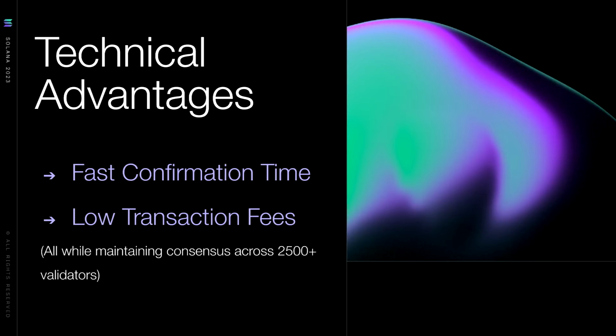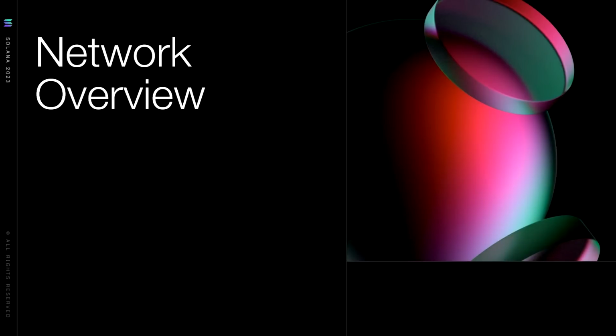And all of this is while maintaining valid consensus through about 2,500 plus voting validators scattered all around the world. So it's a very globally distributed network run by entities and individuals from around the world. The next thing we'll get into is a broad overview of how the Solana network actually works.